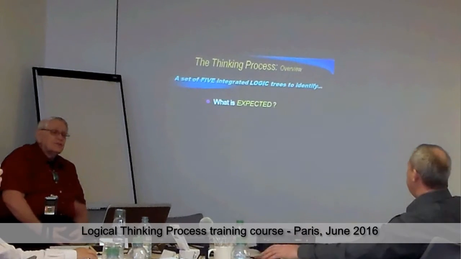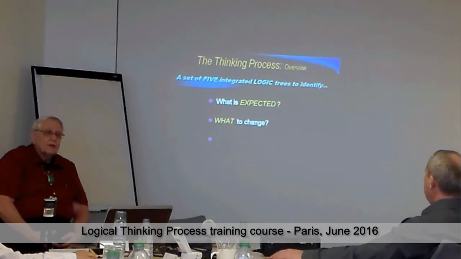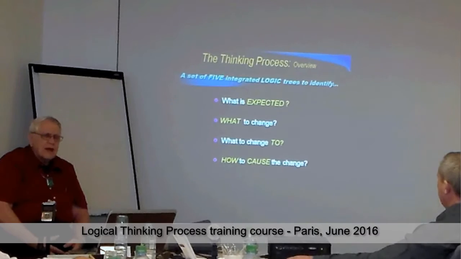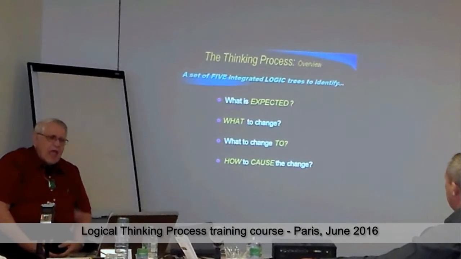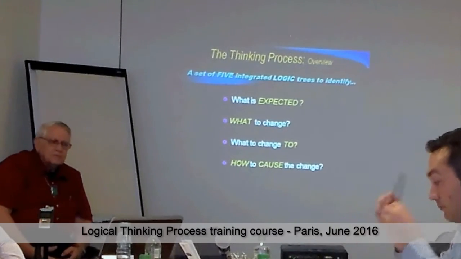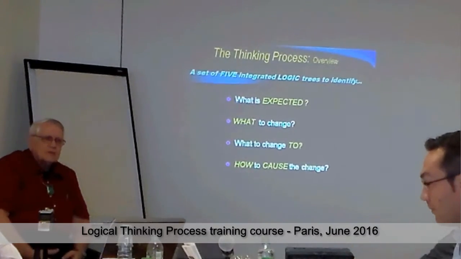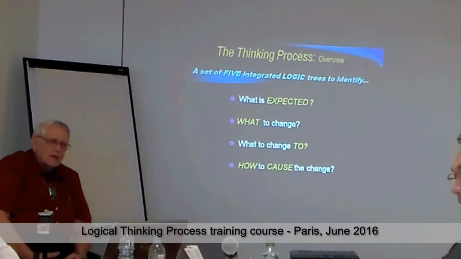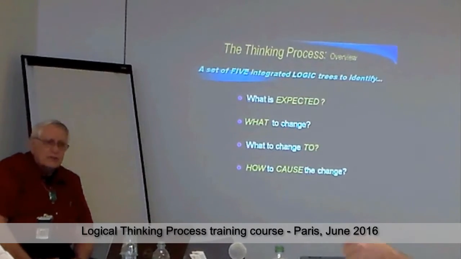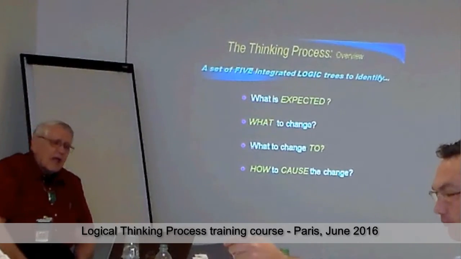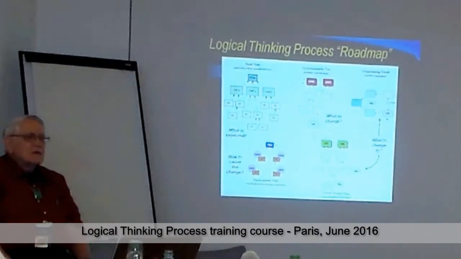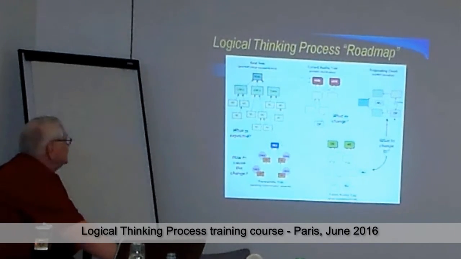The thinking process is really a set of 5 integrated logic trees that are intended to identify, first of all, what do we expect to happen? And if that's not happening, what do we change to make it happen? And if we decide we're going to change something, what should be the shape of the change? And once we've decided what the shape of the change is, how can we cause the change? How can we make it happen? So it looks like this.